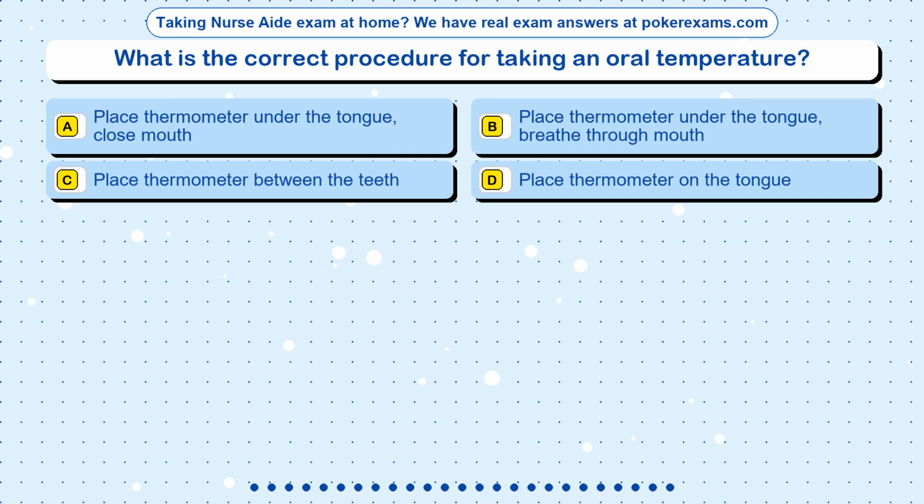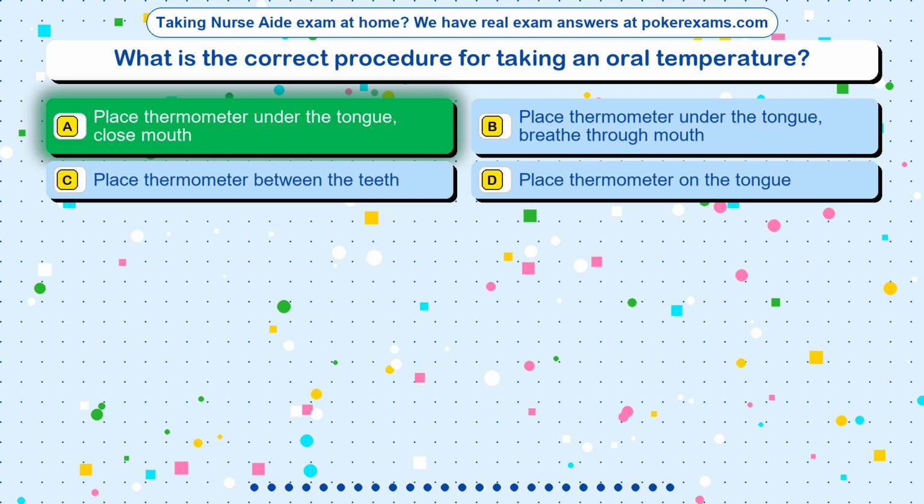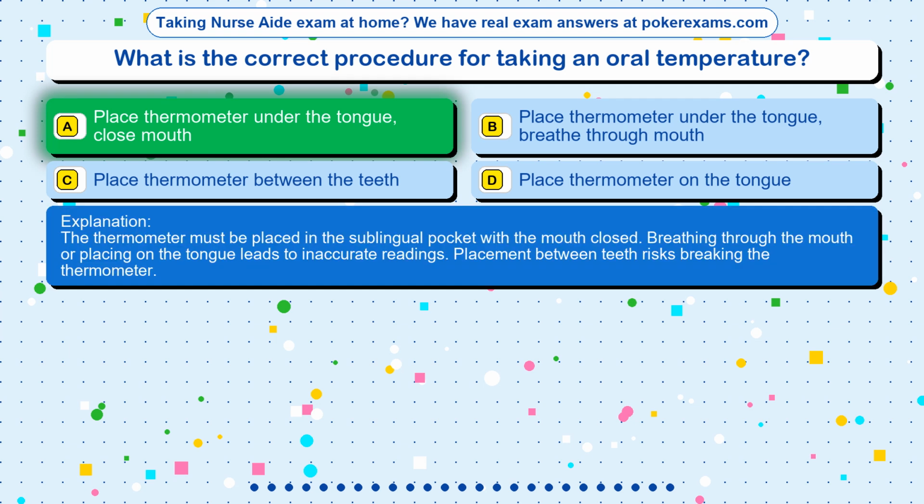Question 24. What is the correct procedure for taking an oral temperature? Option A. Place thermometer under the tongue, close mouth. Option B. Place thermometer under the tongue, breathe through mouth. Option C. Place thermometer between the teeth. Option D. Place thermometer on the tongue. The correct answer is option A. Place thermometer under the tongue, close mouth. The thermometer must be placed in the sublingual pocket with the mouth closed. Breathing through the mouth or placing on the tongue leads to inaccurate readings. Placement between teeth risks breaking the thermometer.